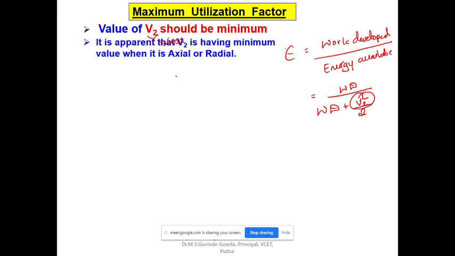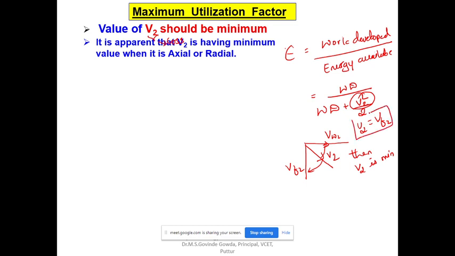Okay, so V2 should be minimum. It is apparent that V2 is having minimum value when it is axial or radial. This I also explained over there. For example, let us say this is V2, this is VW2 and this is VF2. Now when it comes axially or radially, if V2 is equal to VF2, then V2 is minimum. Whenever I say V2 is minimum, it is assuming the condition of V2 equal to VF2.